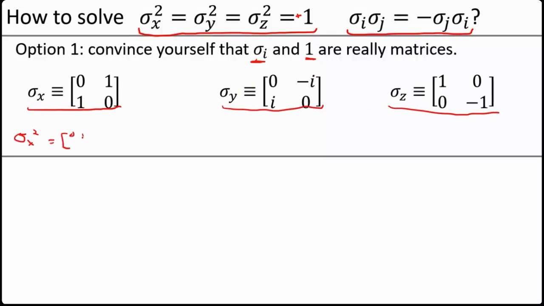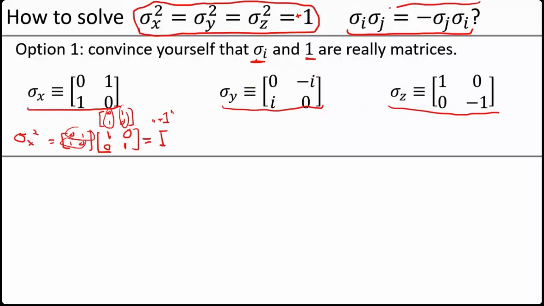So does sigma x squared, what does that give us? So that's that, and then we multiply it by itself. And then this times this gives us 1, this goes to 0, this goes to 0, and then this times this also gives us 1. So that's just the identity, or plus 1. And if you go through all the other multiplications, you can figure out that all of these square to plus 1, and then they all anti-commute with each other. So that's the standard sigma matrices from quantum mechanics.